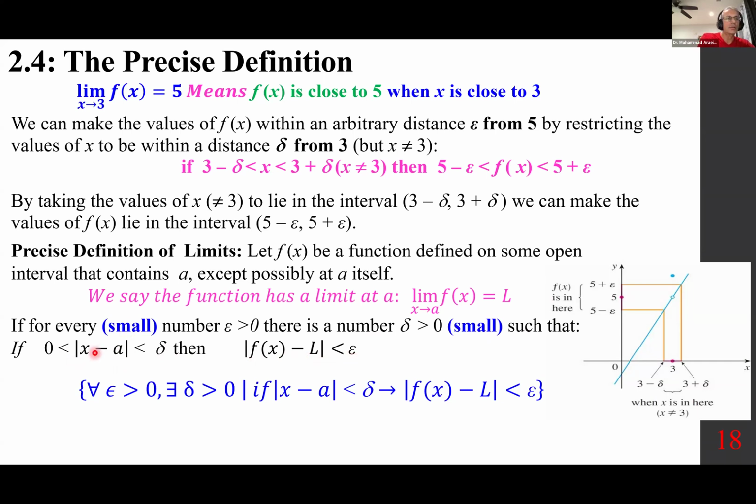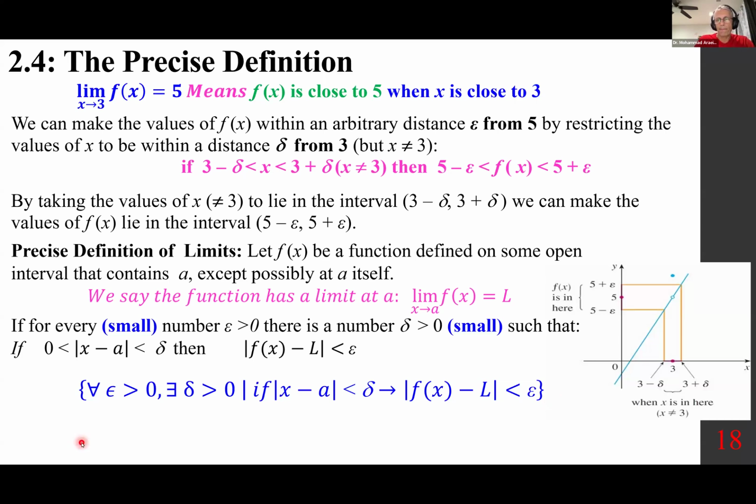So this is the distance of x from a, this is the distance of f of x from L when we put an absolute value. Now this entire thing can be put into this, which is red. For every epsilon larger than 0, there exists a delta larger than 0, such that if the absolute value of x minus a is less than delta, then the absolute value of f of x minus L is less than epsilon.